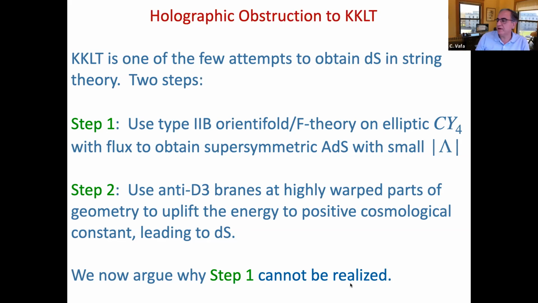We now argue why step one cannot be realized, which is the supersymmetric one. You see, step one is more robust. It just uses supersymmetry, and we can use the arsenal of supersymmetric techniques we're familiar with to check whether or not this is possible. And that's what I'm going to talk about.